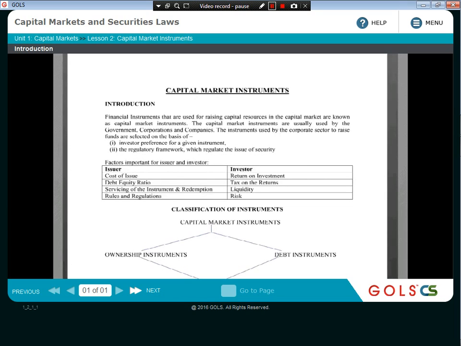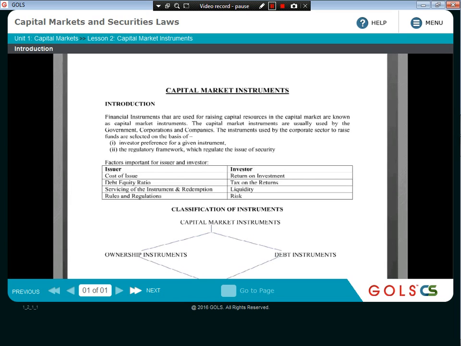Third is the servicing of the instrument. Say if you are issuing any instrument, you have to service it. You can't just issue an instrument and forget about it. Say for example, you issue equity shares. You have to give dividend at some point of time. You have to give rights issues or bonus issues. If you are issuing debentures, as you have seen in the debt market, you have to give interest on a monthly basis or quarterly basis or whatever that is. So that is called servicing.